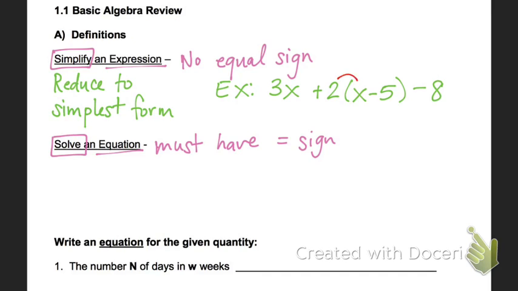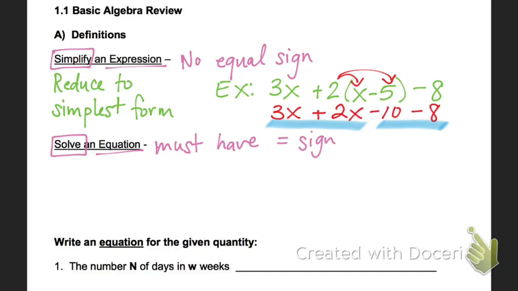I could distribute. And so I'm going to rewrite it. 3x plus, when I distribute, it becomes what? Minus 8. Okay, now what are the next steps to simplify? What can I do next? Yeah, I can combine the like terms. So the x's will go together, and then the numbers will go together. So if I'm combining like terms, I'm left with 5x. Then when I combine the numbers together, that becomes what? Minus 18. Good.